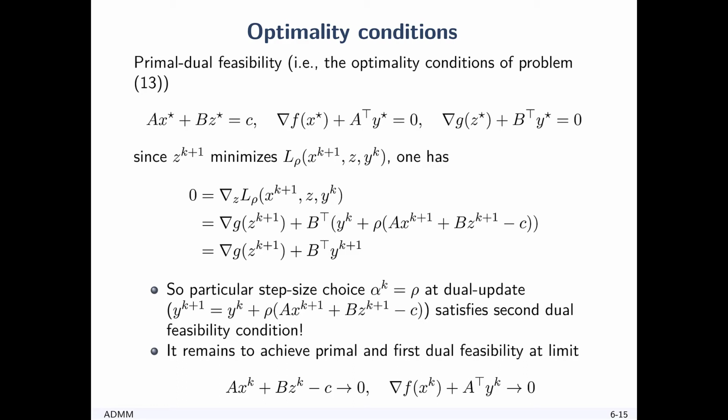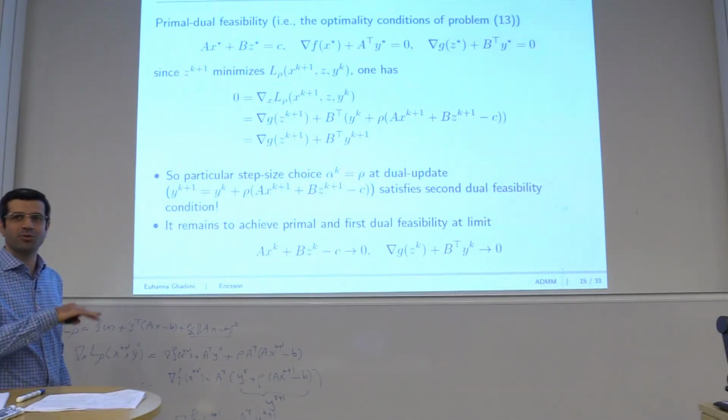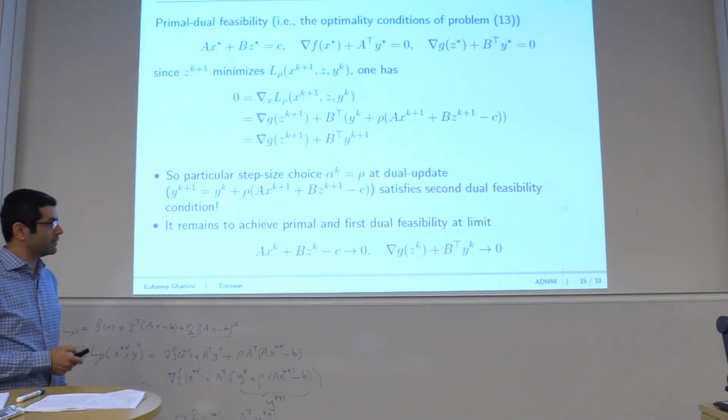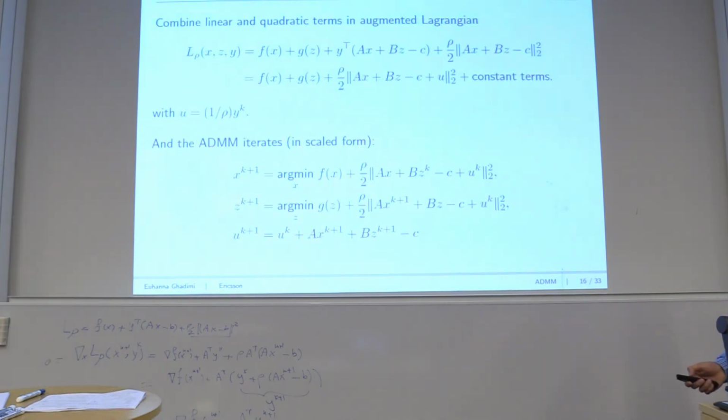And it turns out if we repeat the same exercise now with respect to z, one of the dual feasibility conditions will be satisfied for free. Not all of them, because we do two steps now. So this is similar to the previous one, but only one of them is satisfied at each iteration, and the other one will be satisfied at optimality. So let's see what we are talking about here.